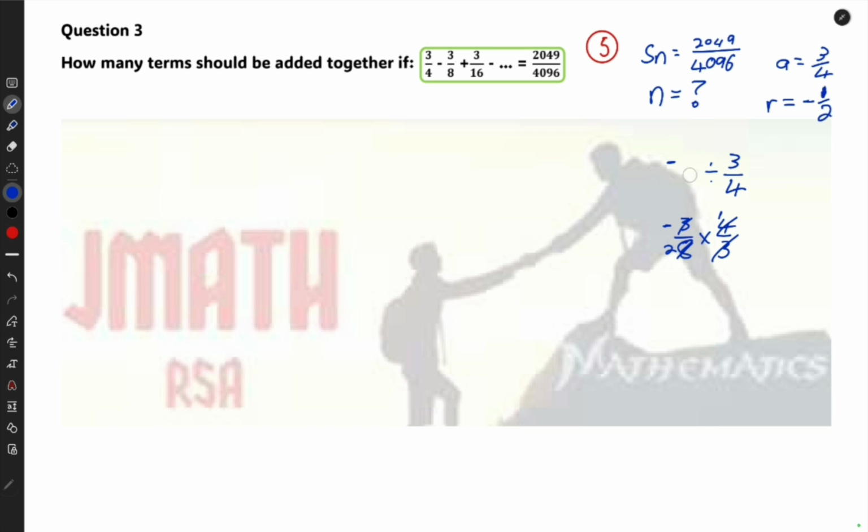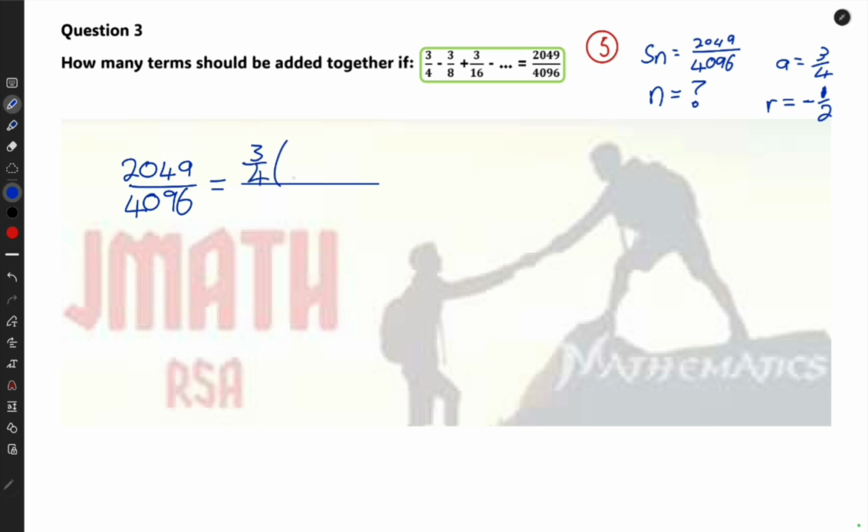Okay, so now that I have all of that, I can just put it into the SN formula and then work out what is N. So 2049 over 4096 equals, making the fraction, A times R, I'm just going to put it in as minus a half, to the power N, and then a big minus 1 at the bottom, R minus 1.